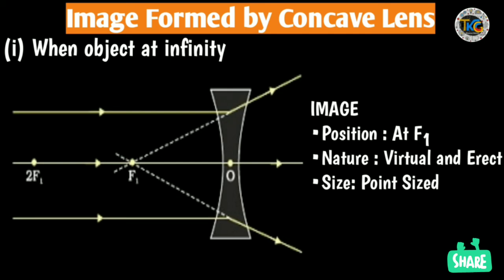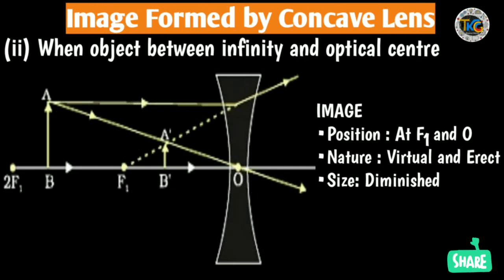Clear? Now there is another condition, the second condition, when the object is placed between infinity and the optical center. Just see the figure here. Object AB is placed between 2F1 and F1.